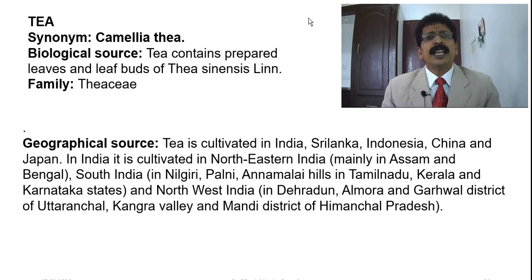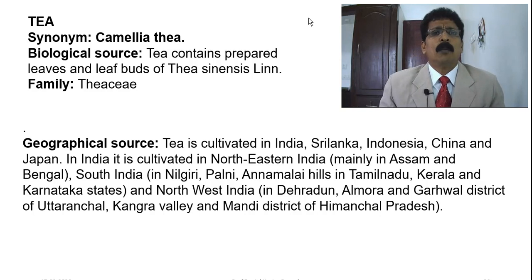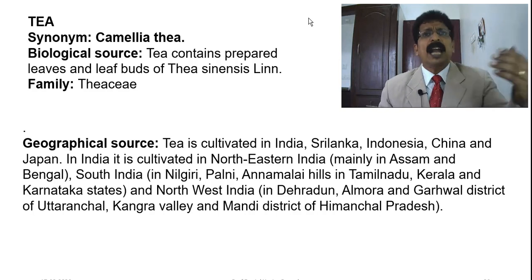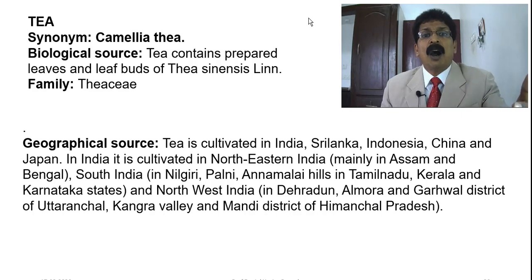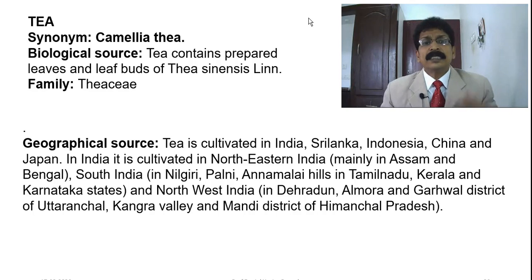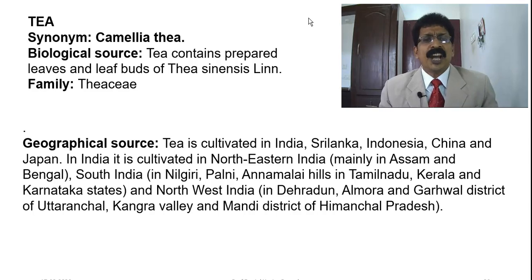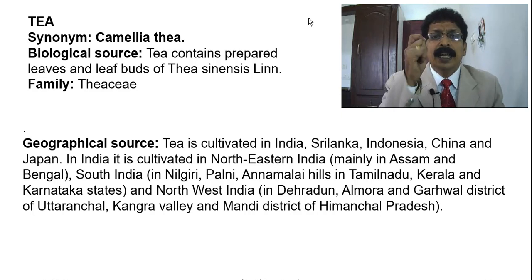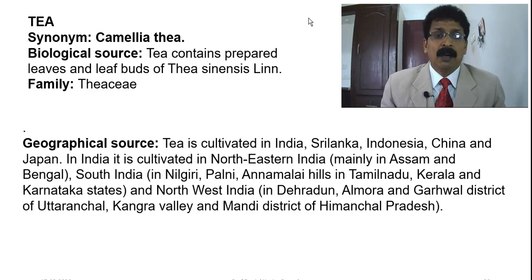So for tea, the synonym is Camellia thea. Biological or botanical source: tea contains prepared leaves and leaf buds of Thea sinensis, Linn., family Theaceae. Geographical sources: tea is cultivated in India, Sri Lanka, Indonesia, China and Japan. In India, it is cultivated in northeast India, mainly in Assam and Bengal.